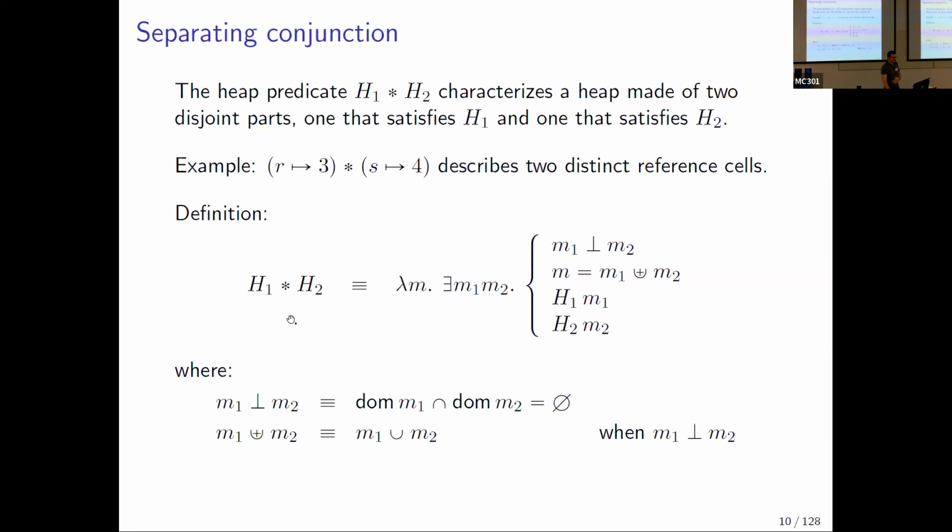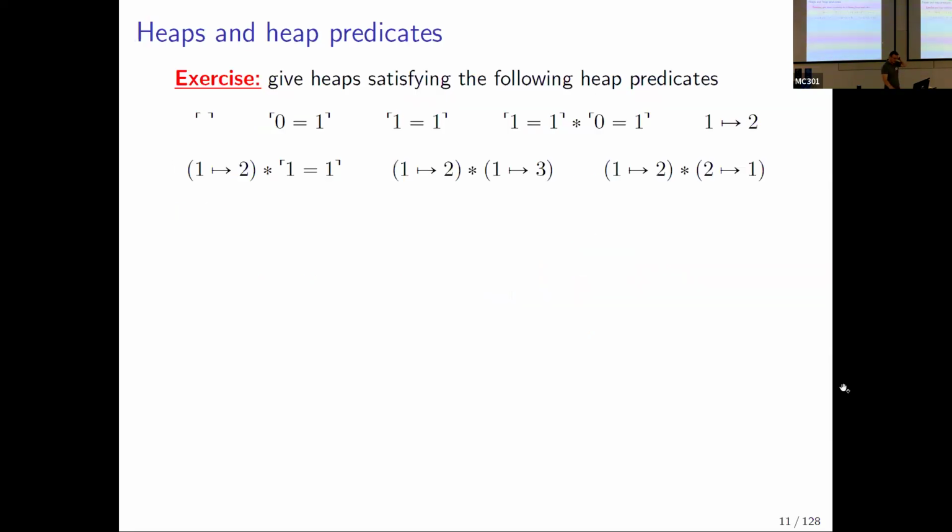The definition itself is that H1 star H2 is all of the heaps such that there exist M1 and M2 heaps that are disjoint, the sum of which is equal to M, where M1 satisfies H1 and M2 satisfies H2. Okay. Usually I give a bunch of exercises to my students, asking them to give a bunch of heaps that satisfy all of this.